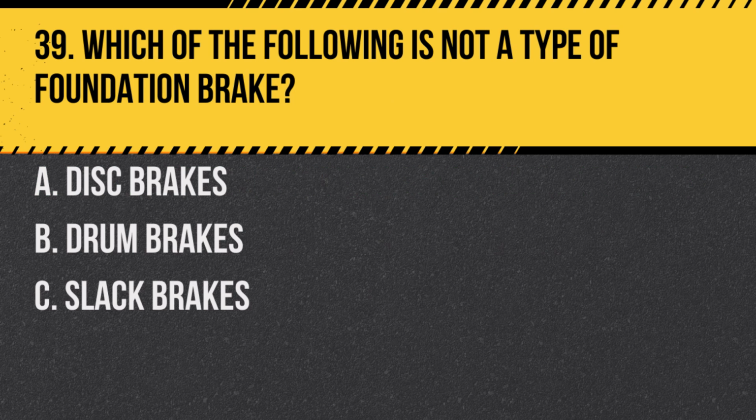Question 39. Which of the following is not a type of foundation brake? A. Disc brakes. B. Drum brakes. C. Slack brakes. Answer. C. Slack brakes. Foundation brakes are the brakes used at each wheel. The most common types are disc and drum brakes.